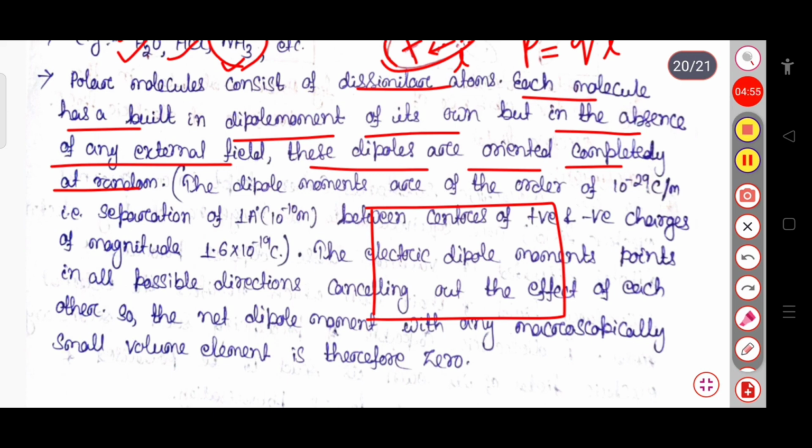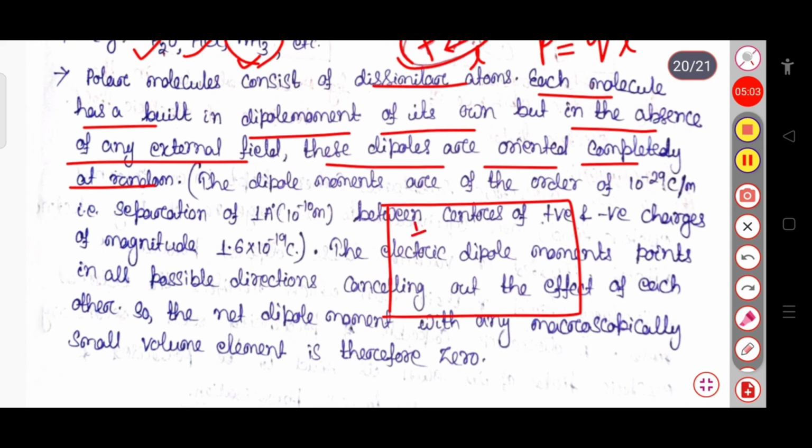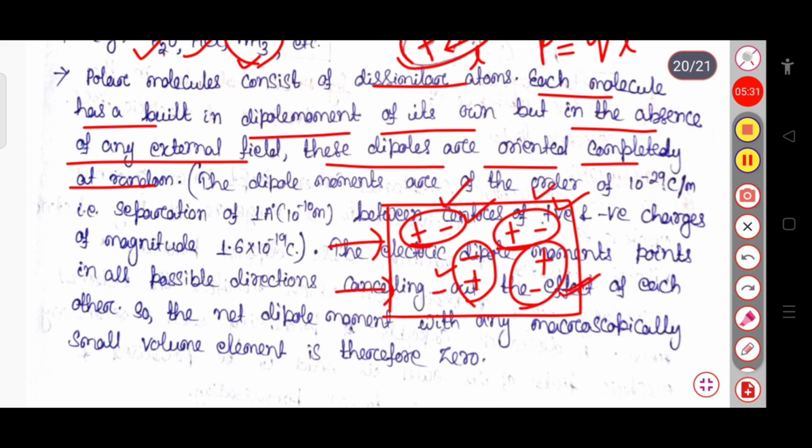But if I consider a dielectric material, it consists of several atoms inside it. So here this positive charge and negative charge will form an electric dipole, and so on: negative, positive, positive, negative. Now you can see these individual dipoles can move in any possible direction. So when no electric field is applied to this dielectric, these individual dipoles can move randomly, that is, in all possible directions.